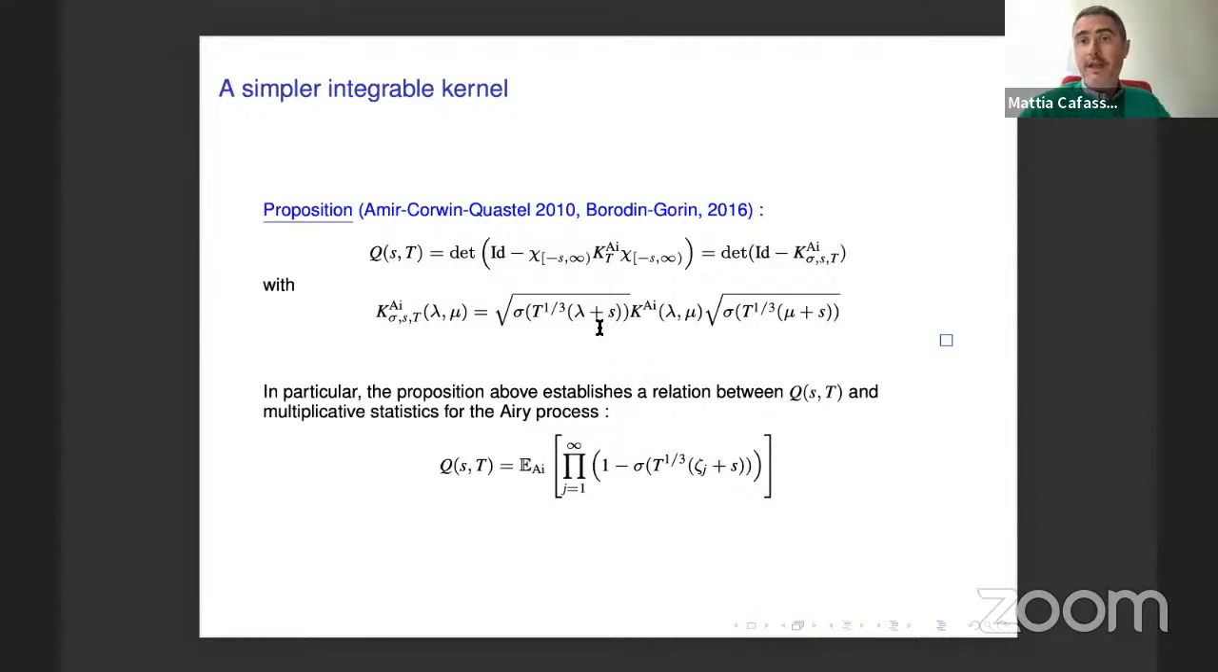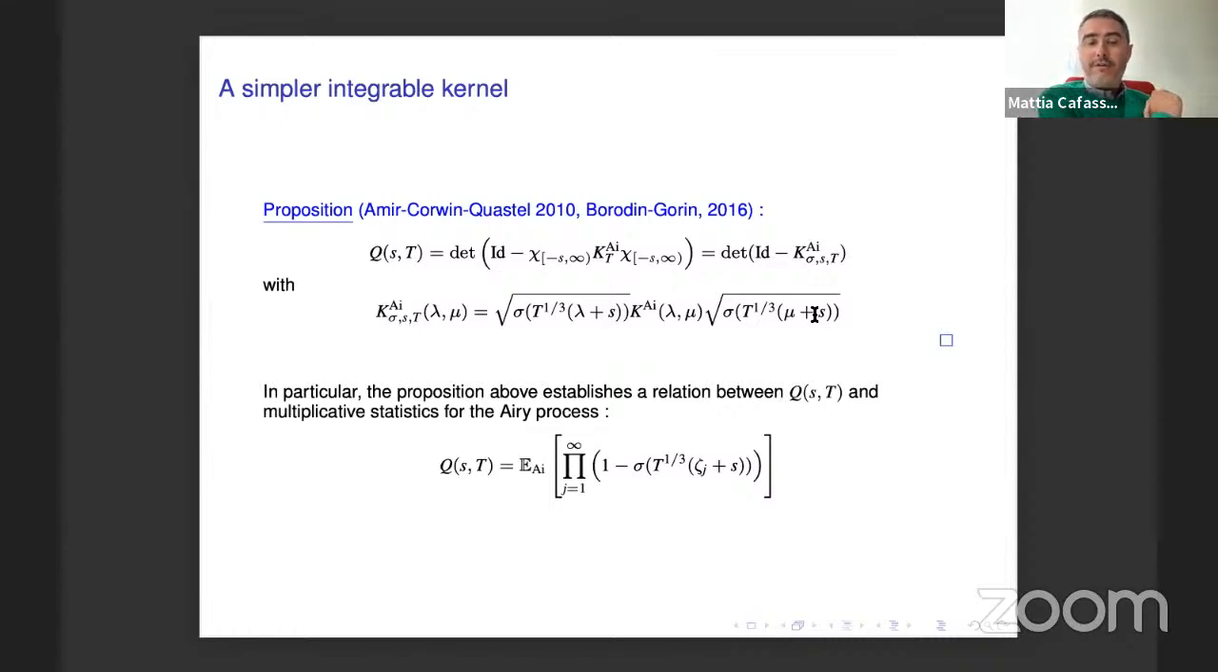You have translation by s, and then a dilatation by t to the 1/4, okay? This is something that you can prove simply doing some algebraic manipulation that then has to be analytically verified, but it's just, I would say, manipulation of integral kernel. But it's also an equality which is interesting, because it says that your function Q(s,t) that you're interested in actually is a multiplicative statistic for the Airy point process.